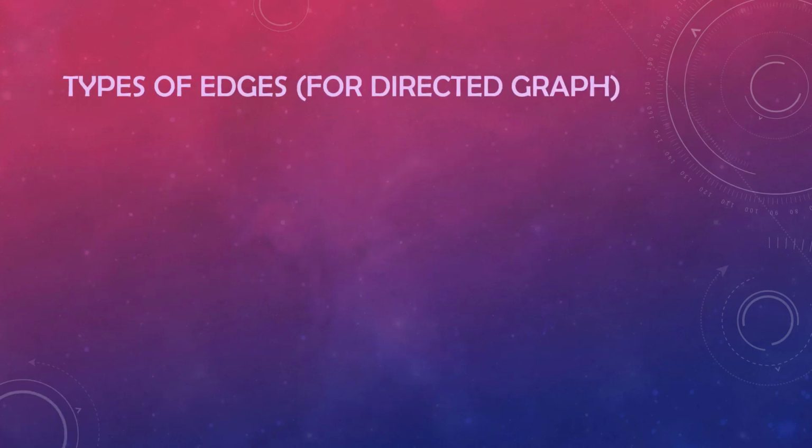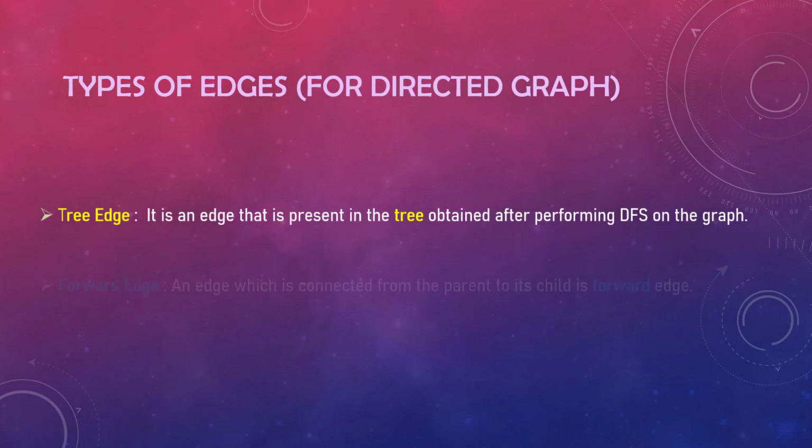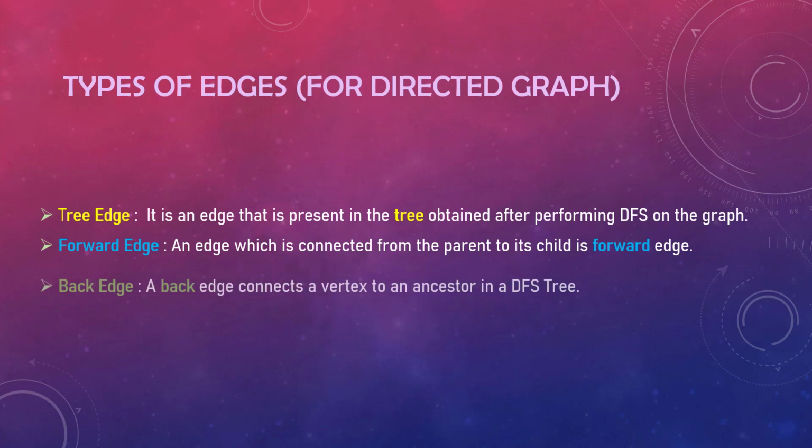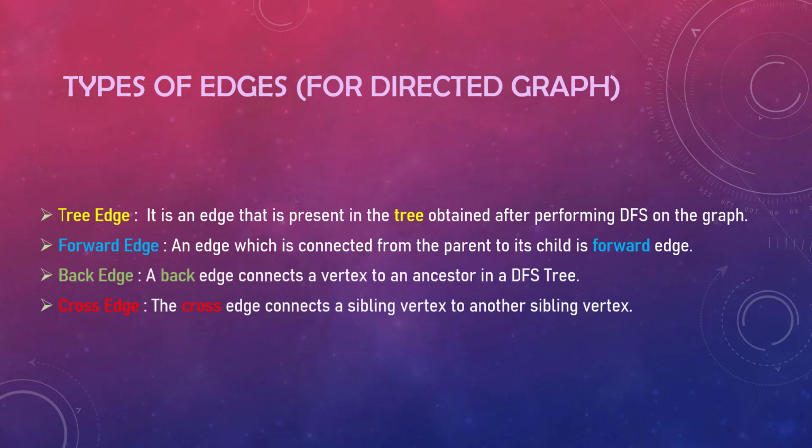There are four types of edges for a directed graph. One is the tree edge, then the forward edge, the back edge, and then the cross edge. After drawing the tree, we will find some edges which we know as tree edges. If an edge is connected from the parent to its child, then it's a forward edge. Reversely, if an edge connects a child to its parent, then it's a back edge. And a self-loop is always a back edge.